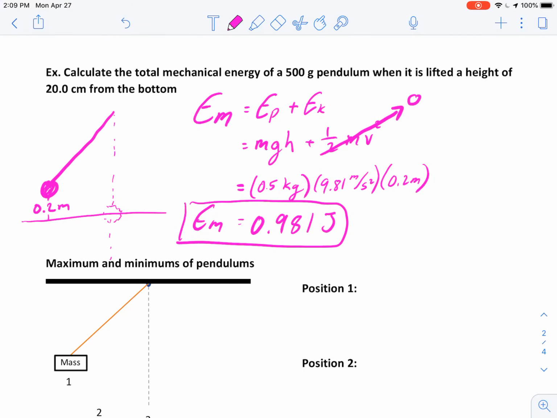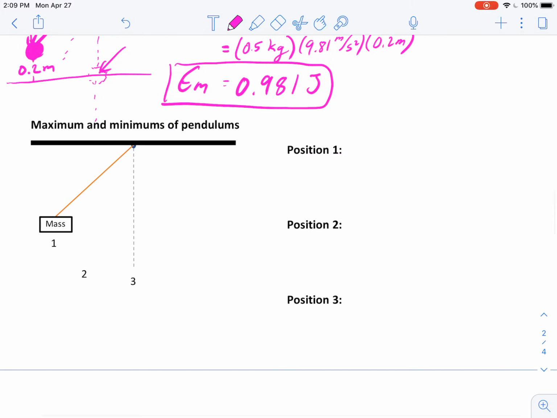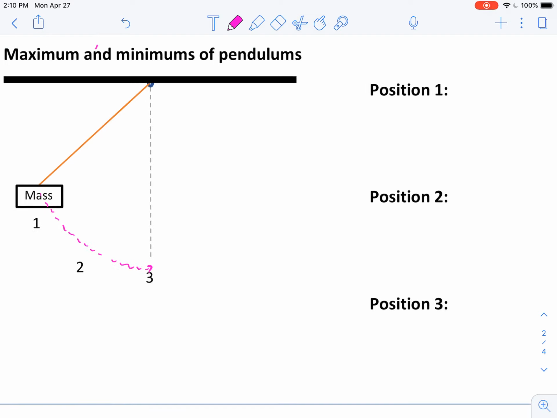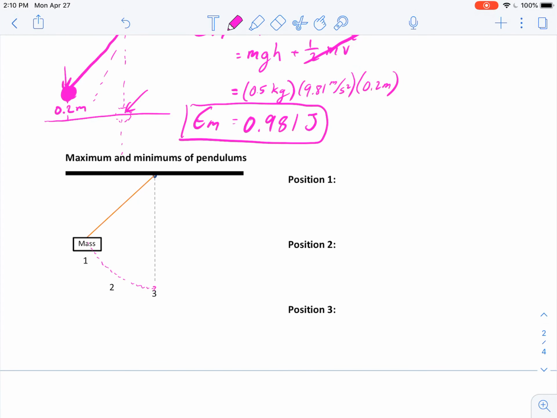Now notice how I started it here and not somewhere in the middle. It's because the ends, this point here and this point here, have really special properties. So let's take a look at those in 3 different positions. So obviously this pendulum is going to move this way, and this is its equilibrium position at number 3 there. So at position 1, it's the highest point it's ever going to be. So it's the highest point.